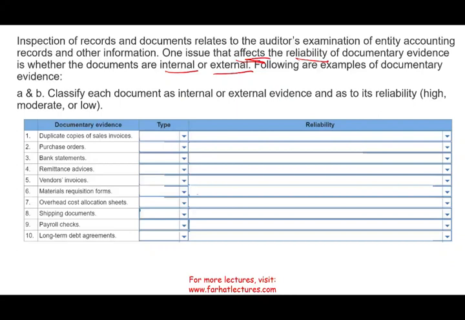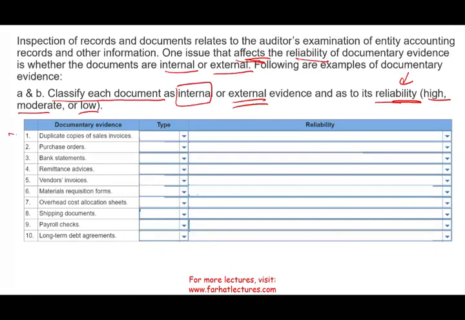So here's what's going to happen. First, we're going to classify each document as internal or external. That's important because it determines the reliability, how much weight we should give to this evidence, and how reliable it is: high, moderate, or low. Now, before we start, you need to know this at least. Which evidence is more reliable, internal evidence or external evidence? Obviously, external evidence. So always external evidence. If you have external evidence, it's better than internal evidence.